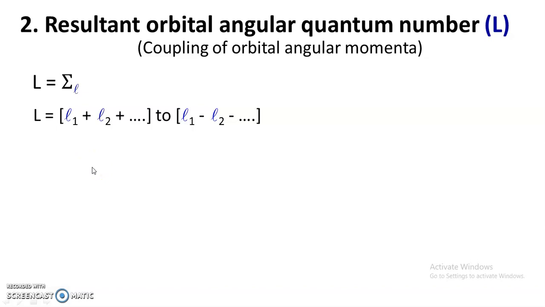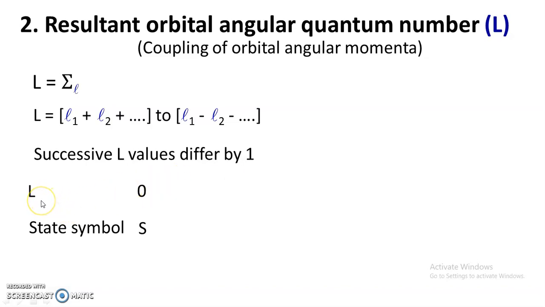When there are two electrons, L1 is the azimuthal quantum number value for the first electron, and L2 is the azimuthal quantum number value for the second electron. So this is L is equal to L1 plus L2 to L1 minus L2. And the most important thing is that successive L values differ by 1, and these values are whole numbers including 0, that is 0, 1, 2, 3, 4, 5, 6, etc.